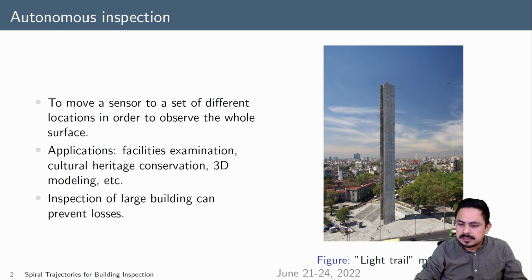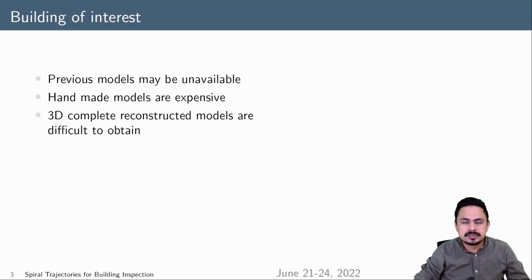For example, in the right figure, I am presenting a very famous Mexican monument named Light Trail. This monument has to be inspected regularly in order to prevent damages. To plan an inspection of a target building, we require a previous model. However, in many cases, this previous model may be unavailable or it may be incomplete.